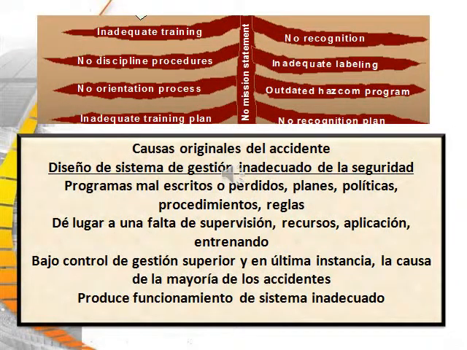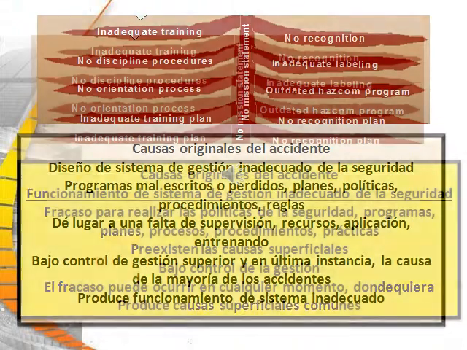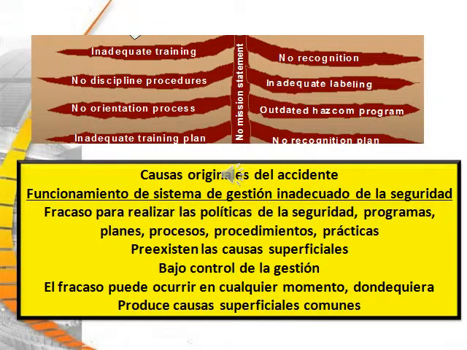Root causes of an accident are inadequate safety management system design, poorly written or missing programs, plans, procedures, rules, which result in a lack of supervision, resources, enforcement, or training, under top management control and ultimately the cause of most accidents, produces an inadequate system performance. Root causes of an accident include failure to carry out safety policies, programs, and plans, processes, procedures, and practices. Pre-existing surface causes are under the control of management, and of course failure can occur anytime, anywhere.